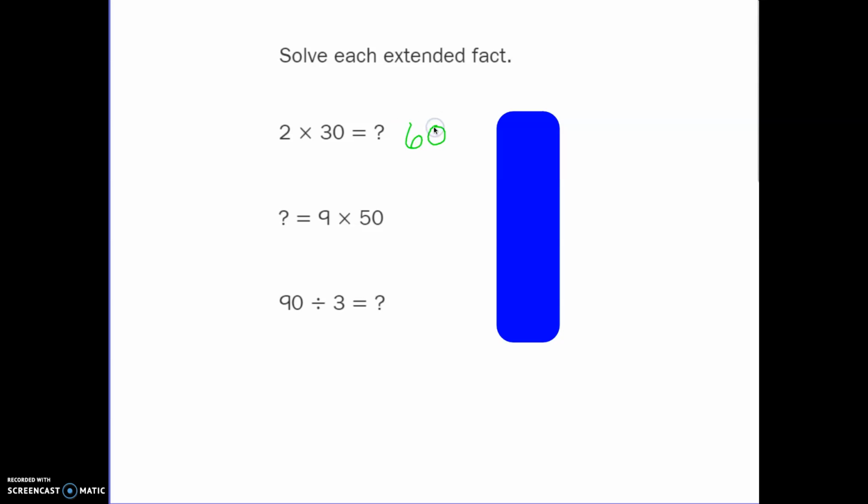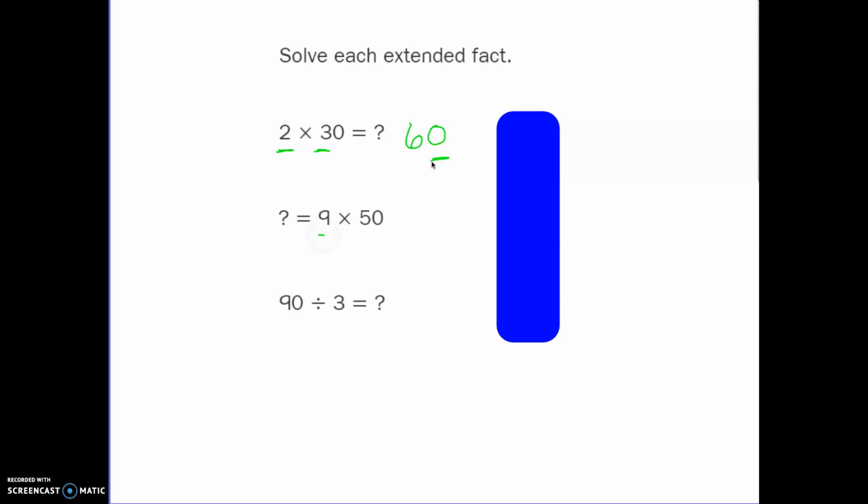60. Another way I can think of that is multiplying the basic fact 2 times 3, which is 6, but I'm not timesing it by a single digit number. I'm timesing it by a 10, so I have to think of not 2 3s, but 2 30s, so I always have to slip that 0 on at the end.